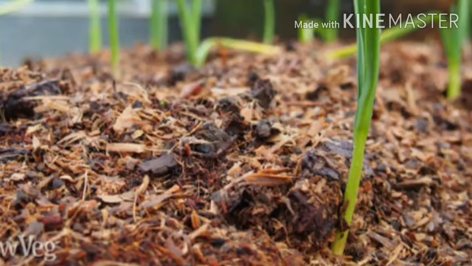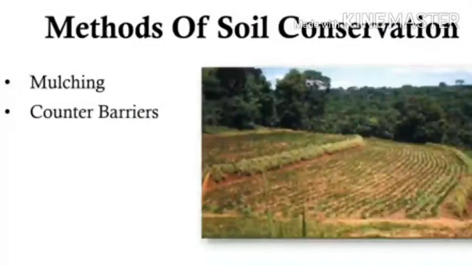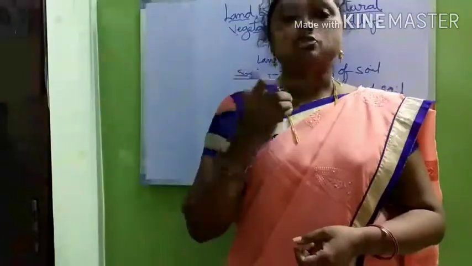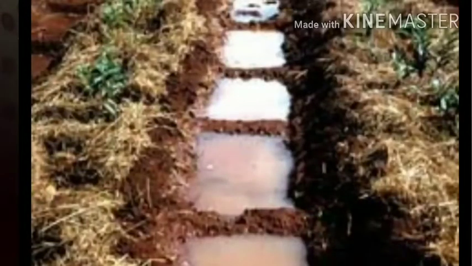The next one is contour barriers. Stone, grass and soil are used to build barriers along the contour. Trenches are made in front for collecting water.